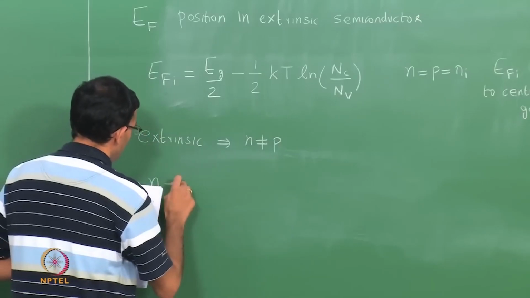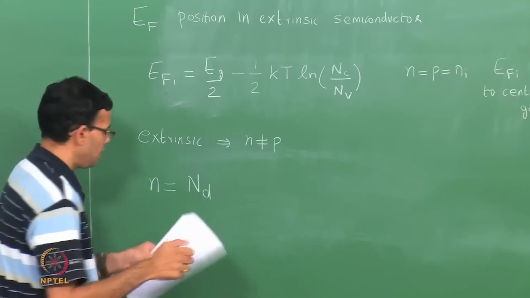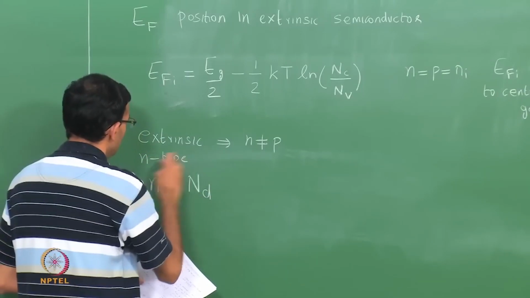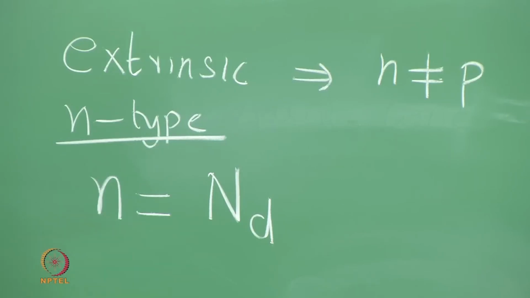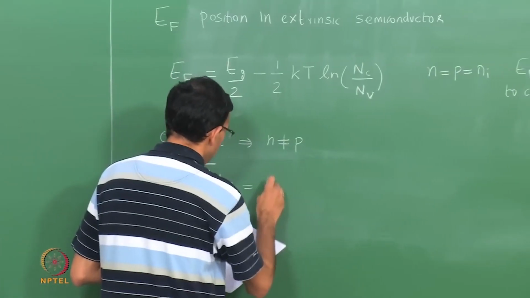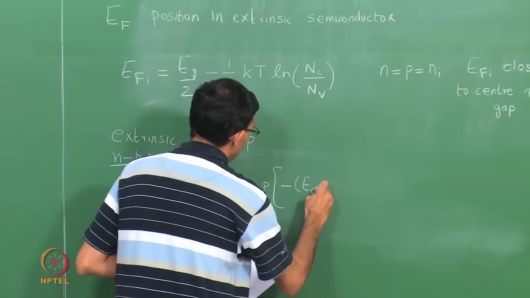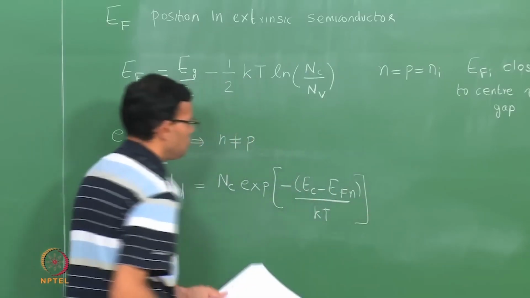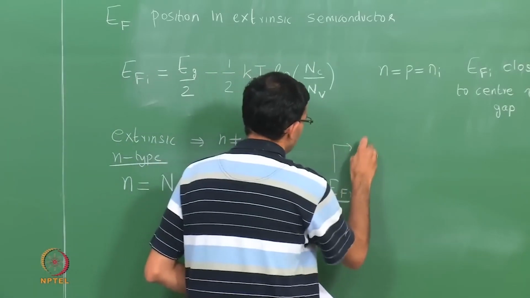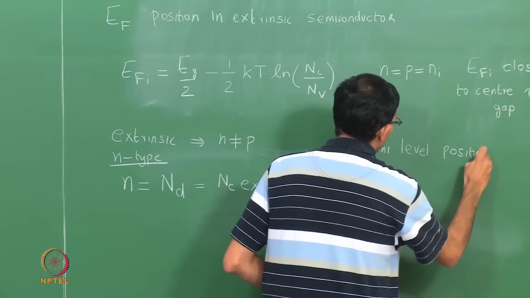One way to look at it or to calculate the shift is to use the equation for the electron concentration. So, let me start with an n-type semiconductor with Nd being the concentration of the donors. The donors are all completely ionized. So, the electron concentration is the same as the donor concentration. This we can write as Nc exponential minus Ec minus EFn over kT. So, EFn refers to the Fermi level position in the n-type semiconductor.